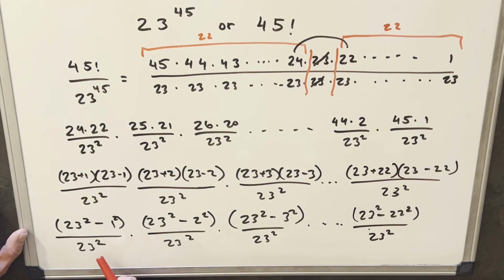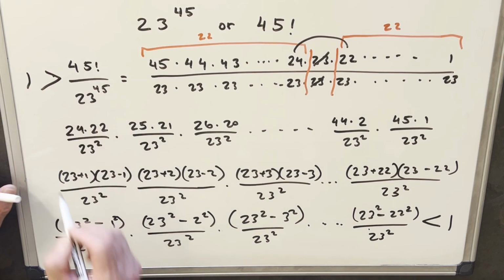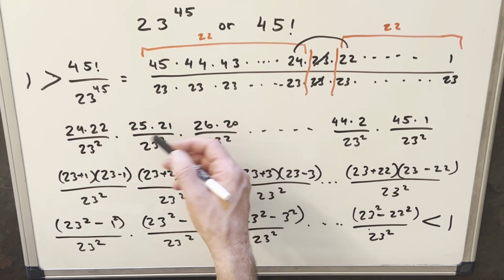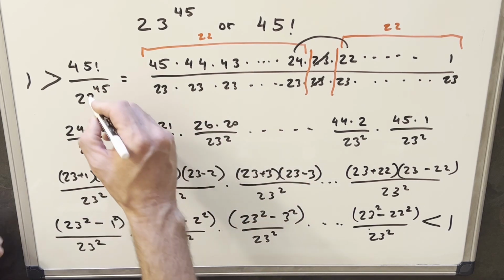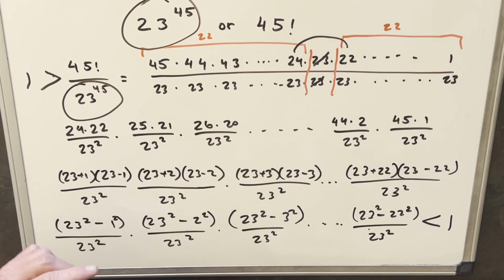So what we have here is 22 terms, each of them less than 1, multiplied together. If we're multiplying together terms that are all less than 1, and more specifically, if they're between 0 and 1, that means that the whole result is going to be less than 1. So we can say that this whole thing is less than 1, which means that this is less than 1. But like I said in the beginning of the video, if the whole thing's less than 1, then that means the denominator is bigger, and that means that 23 to the 45 is greater than 45 factorial. So that's it.